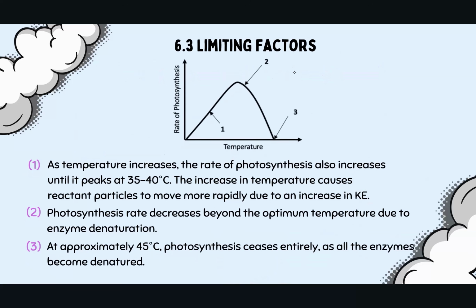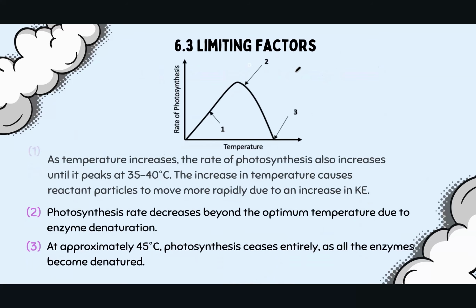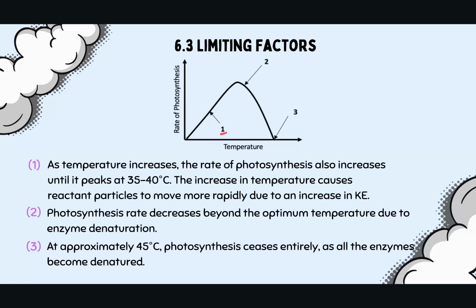So if we look at section 1, section 2, and section 3, let's look at one section at a time. As temperature increases, the rate of photosynthesis also increases until it peaks at 35 to 40 degrees. That is the description. I'm going to come back to explanations in a second. Photosynthesis rate decreases beyond the optimum temperature due to enzyme denaturation.